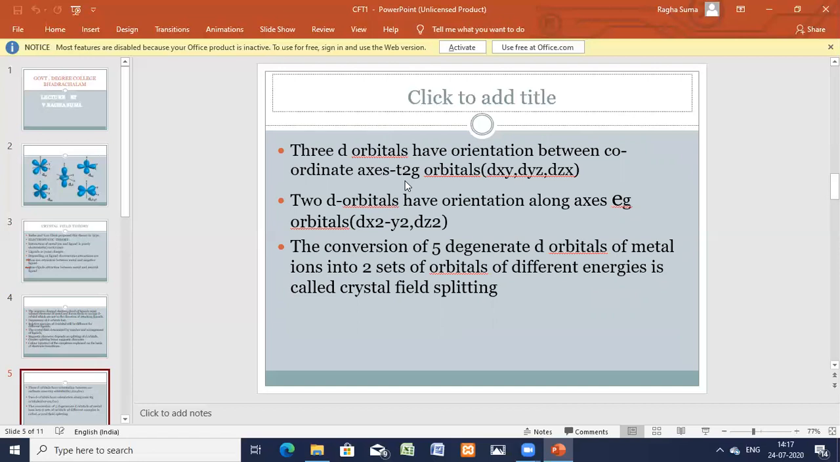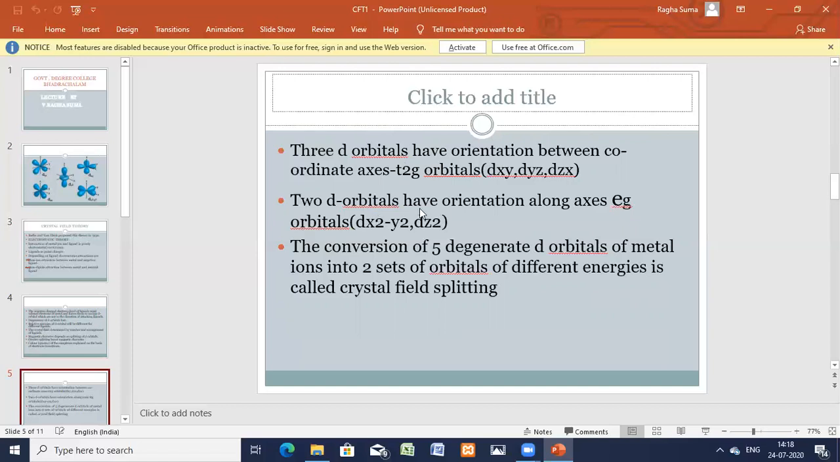For dyz, the lobes are between the y and z axes. And coming to dzx, the 4 lobes are between the x-axis and z-axis, so you call it dzx. These three orbitals, which are between the coordinate axes, are called the t2g set.